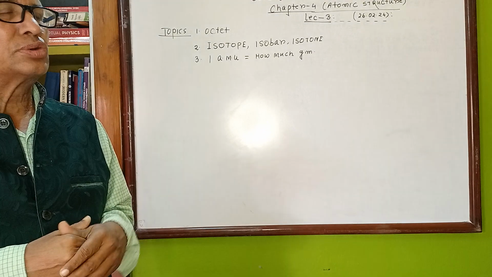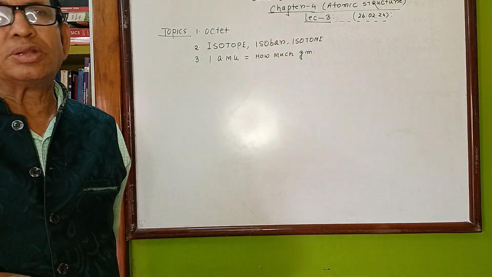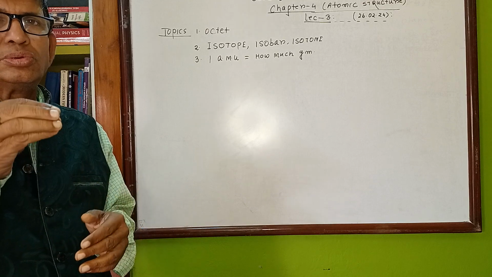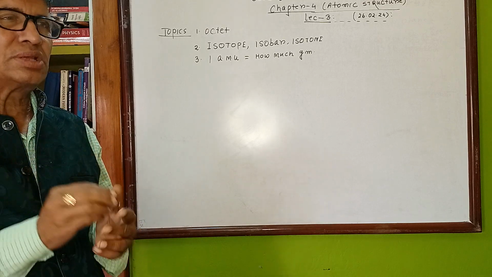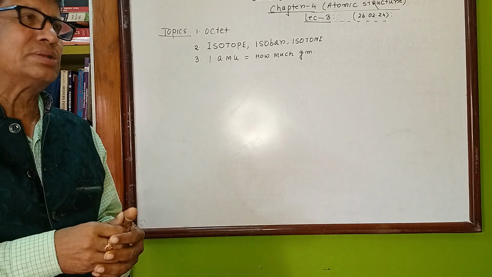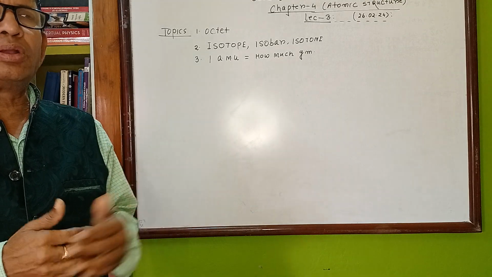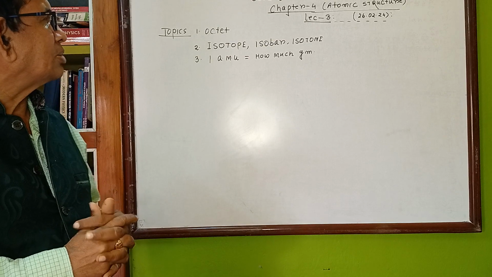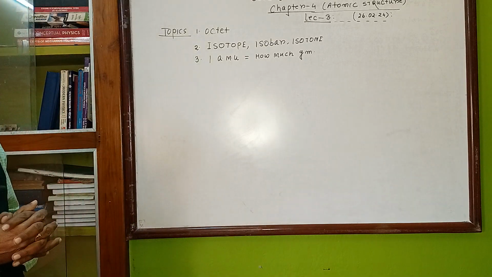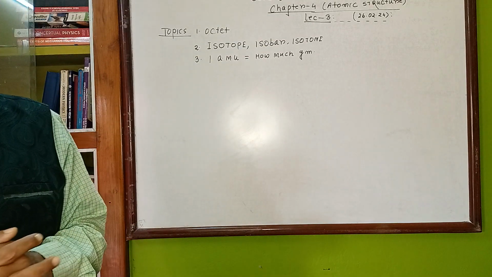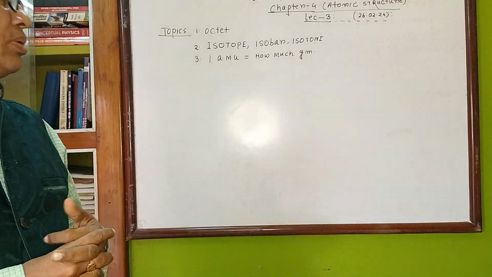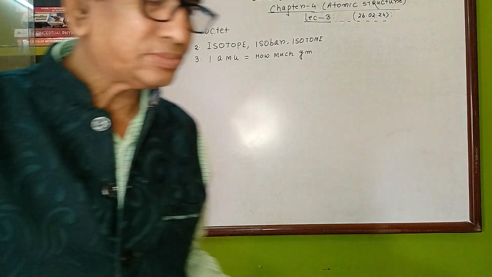Since this is foundation level, I suggest that you study atomic structure in more or less some detail, but you will become accustomed to this chapter again. Today's topic is the octet. That is very important when you discuss chemical bonding. So what is octet?